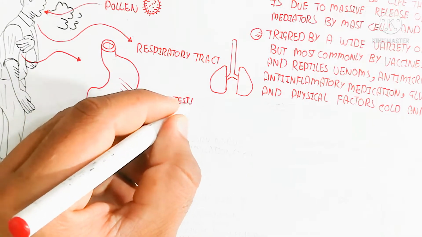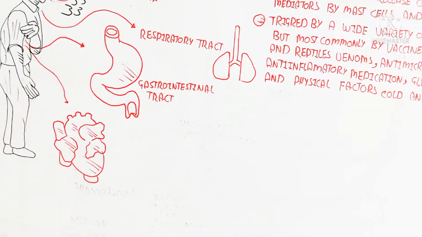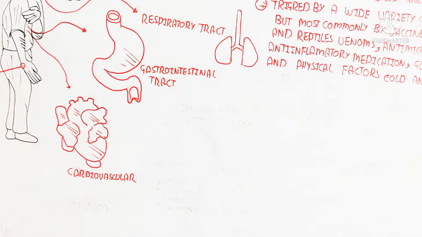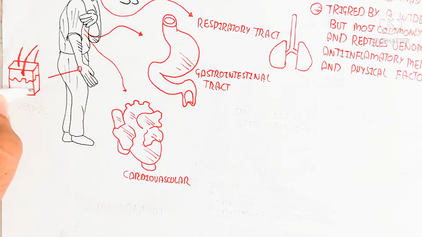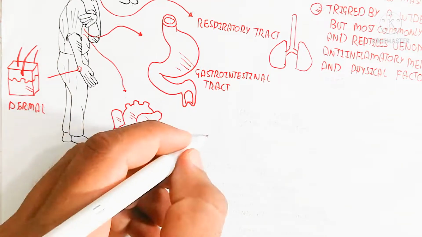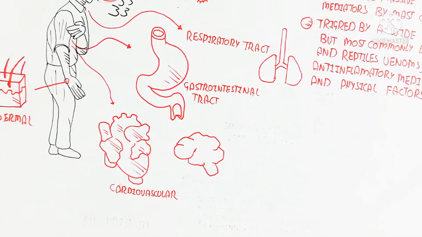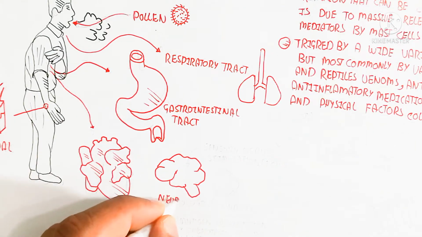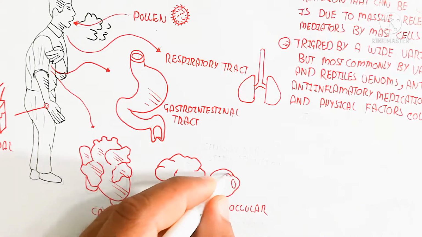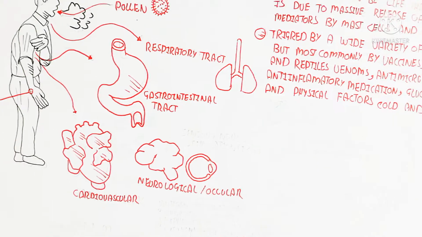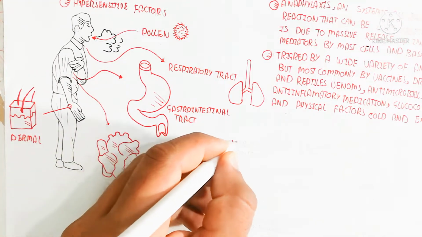In the gastrointestinal tract, it is affected through histamine production, and in this way gastric acid secretion will be increased. Cardiovascular effects can occur, such as tachycardia and increased heartbeat. There are also dermal complications, skin complications, and neurological and ocular effects. In neurological effects there can be sensory nerve stimulation.